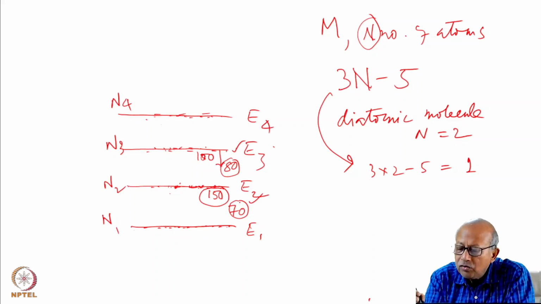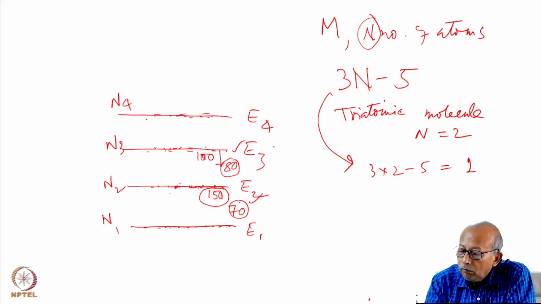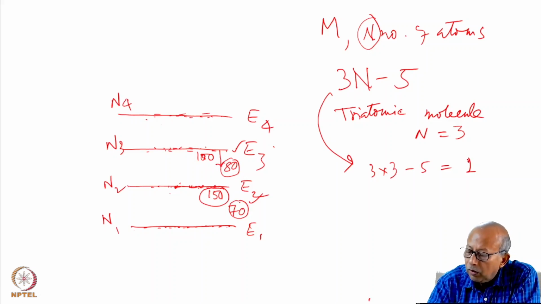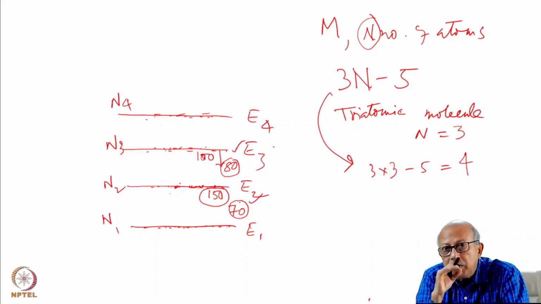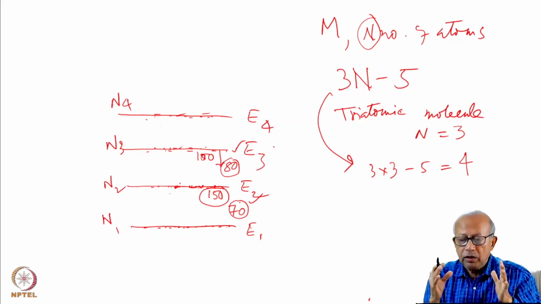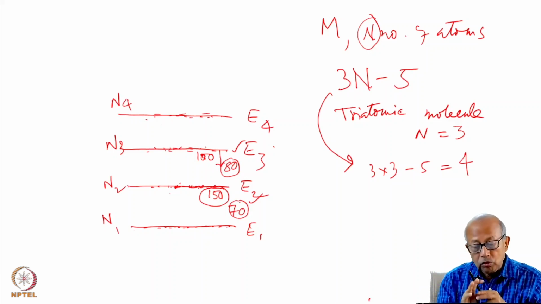If you take a triatomic molecule, so n equal to 3, this means 3 into 3 minus 5, which is 4. So there will be 4 modes of vibration, 4 ways that the atoms can vibrate. The atoms which comprise this molecule can vibrate in 4 different ways. So it's 4 modes of vibration.